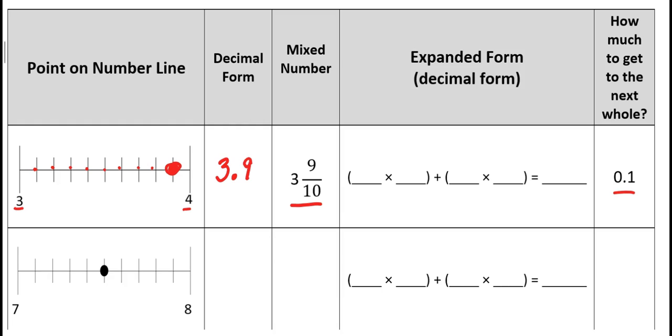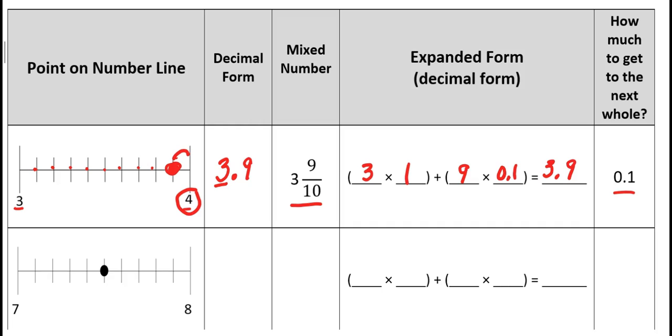And in expanded form, I have 3 times 1 to represent my 3 wholes, and then 9 times 1/10 to represent the 9/10, for a total of 3 and 9/10. And you can see, if you look back to our number line, we're 1/10 away from making 4 wholes, and that's why we have 1/10 in that column. Let's look at the next example.